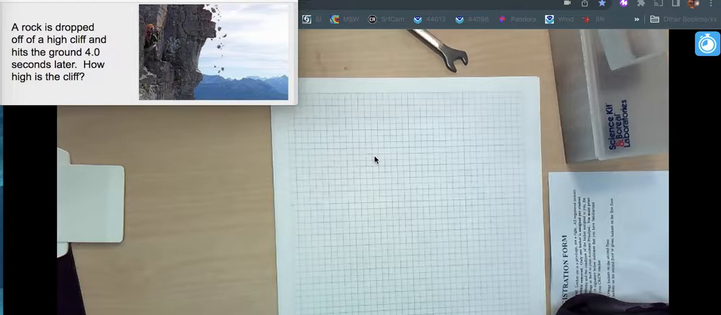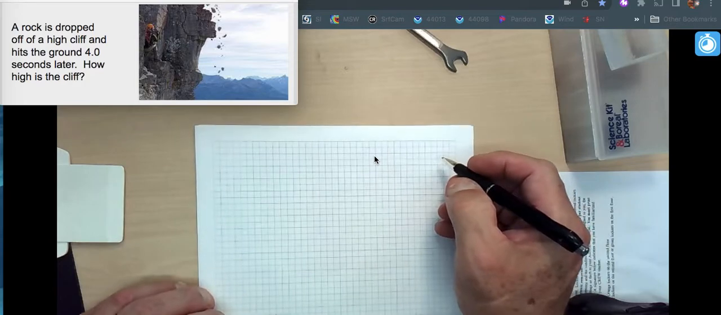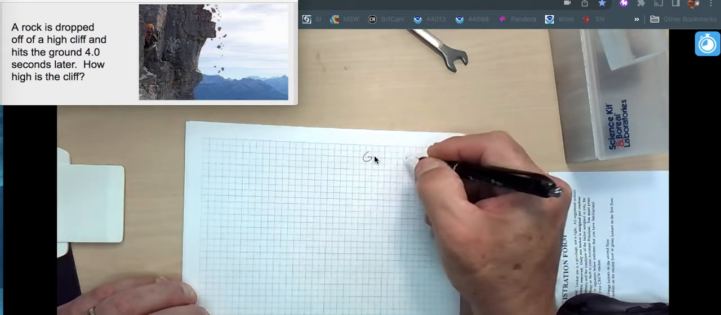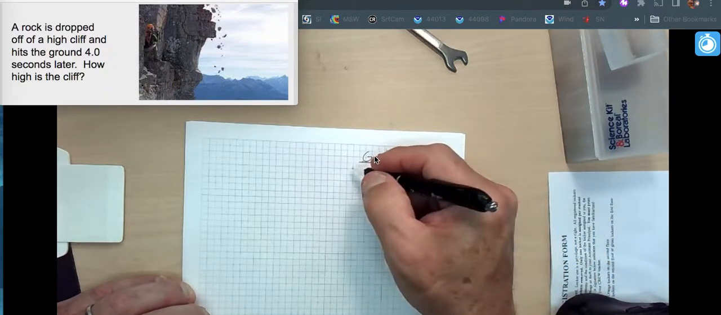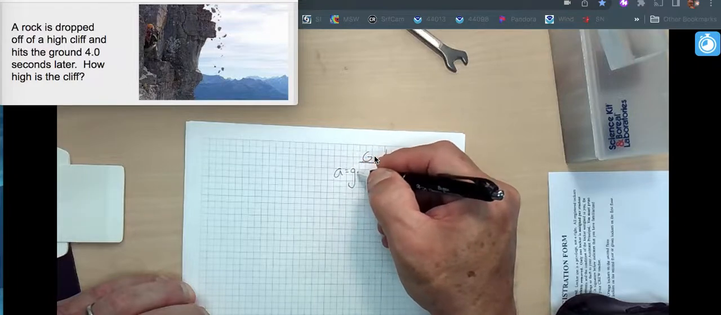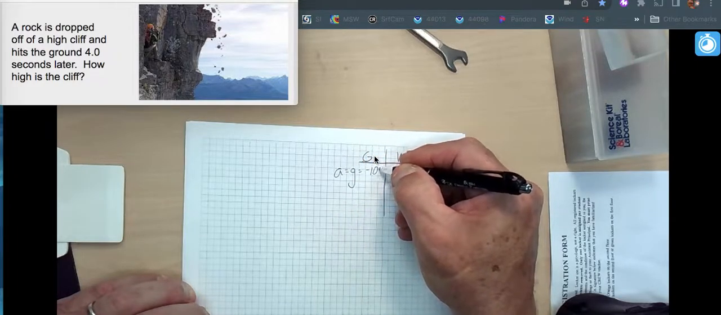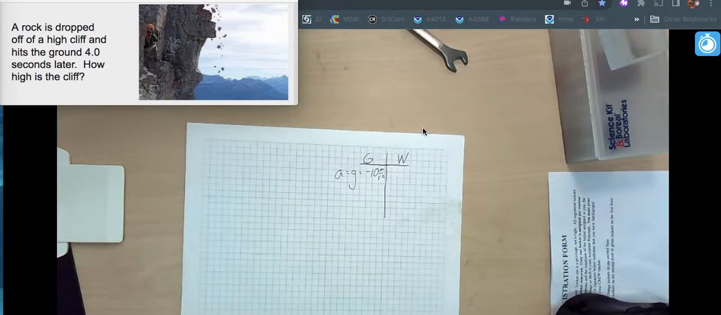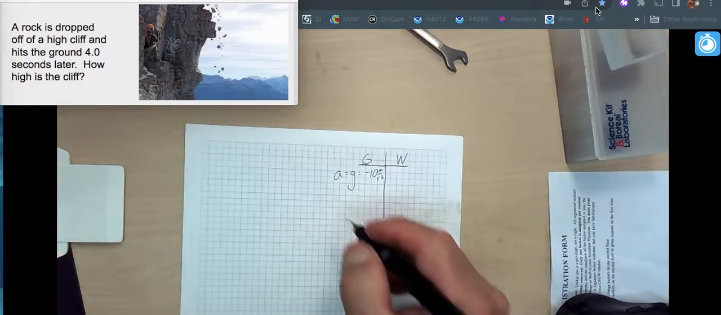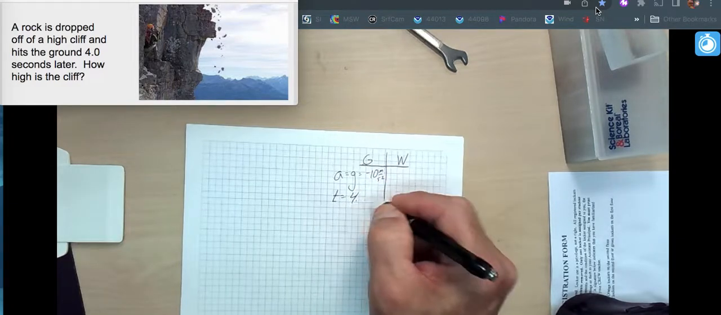If a rock is dropped off a high cliff and hits the ground 4 seconds later, how high is the cliff? Well, a good approach here is listing our givens and wanteds. And since it's free fall, we know that acceleration is g, is -10 downwards, 10 meters a second faster every second, whatever it is that got dropped. It's going about 22 miles an hour faster every second downward. It is going about 10 meters a second faster every second downward. And it hits the ground 4 seconds later, so t is 4.0 seconds.